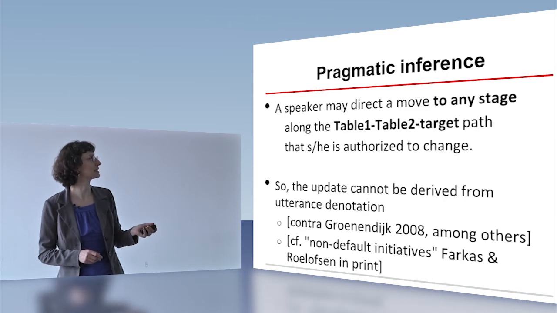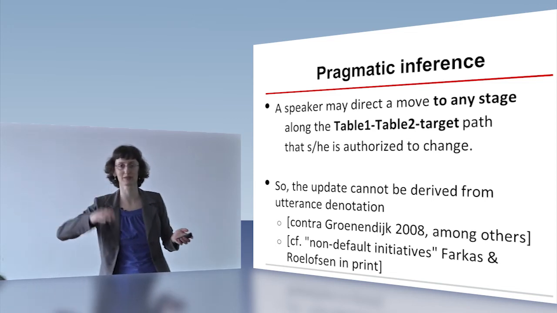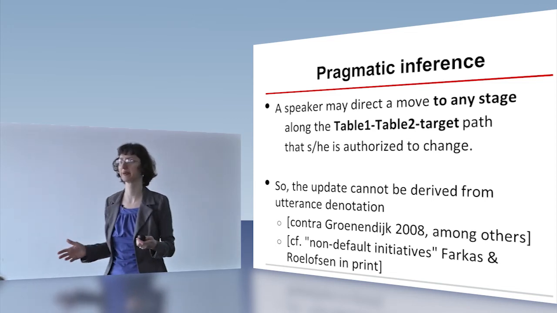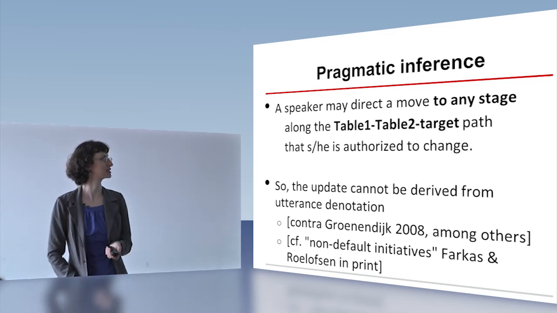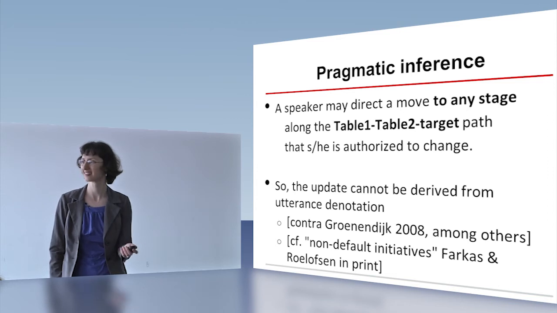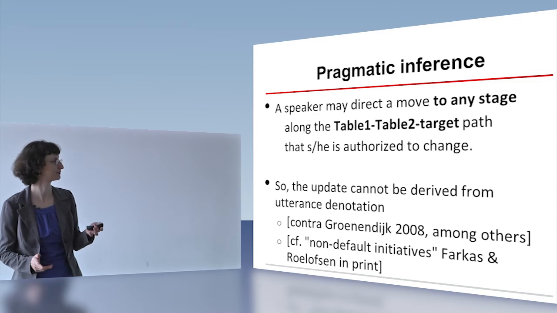So basically, a speaker may direct a move to any stage along this continuum, along this path indicated by that giant arrow. And so the update cannot really be derived from utterance denotation. That's the separation between semantics and pragmatics.